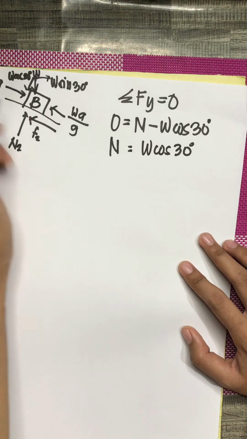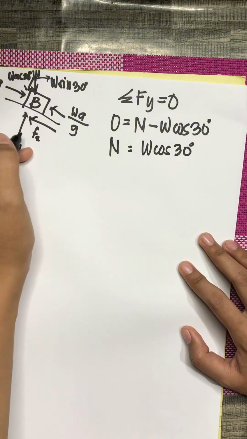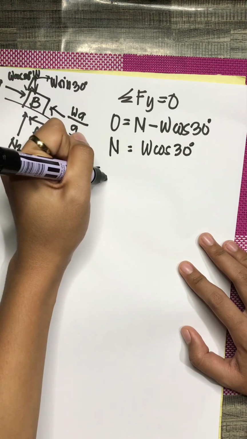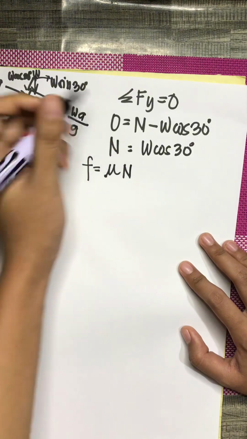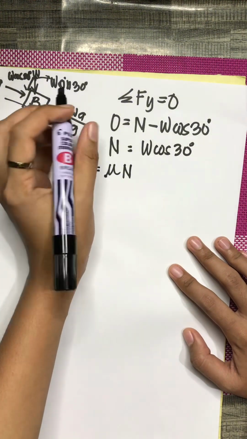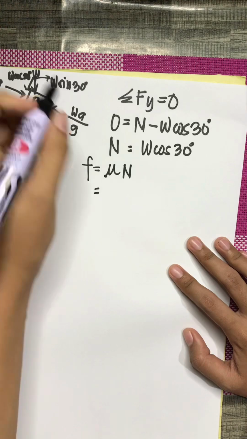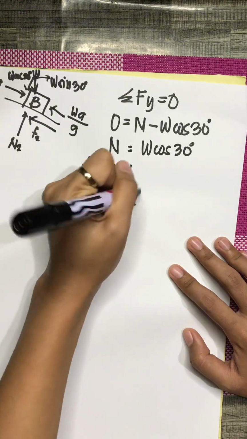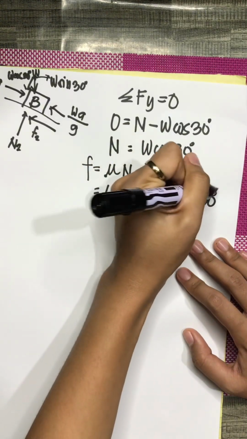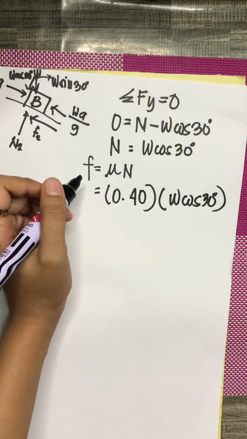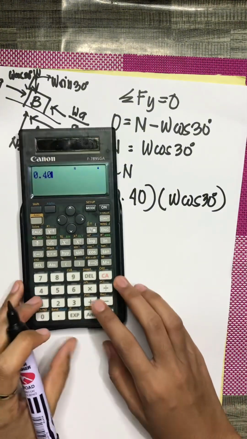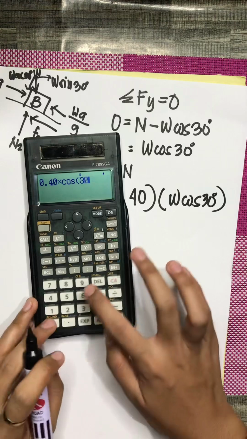And second, we find the friction. So friction equals mu times N. We are given 0.40 as the coefficient of friction. So substitute 0.40 times N, W cosine 30 degrees. Then we calculate cosine of 30.